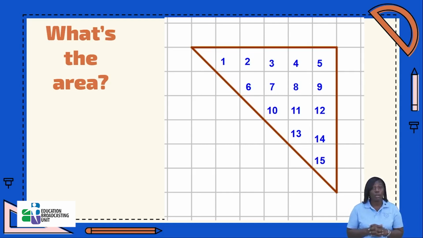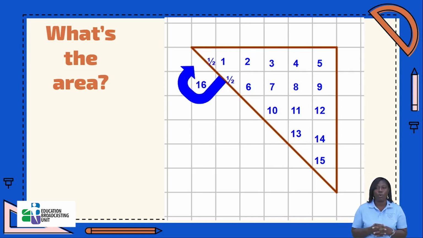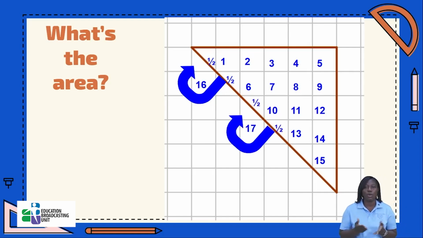Now, if you take a closer look, you will see that there are some half squares. We know that 2 halves make a whole. So let's continue to count the rest of the space that the triangle takes up. Half plus half, that gives us a whole. So now we have 16 whole squares. Half plus half gives us another whole square.